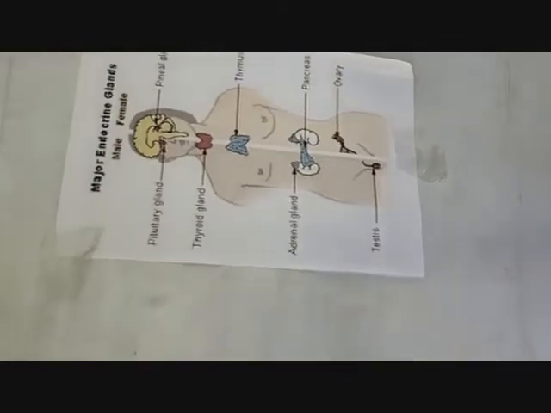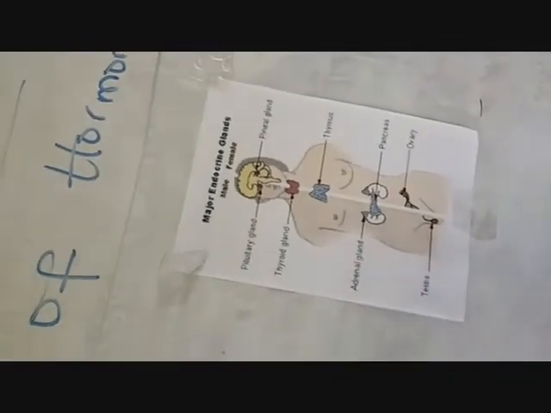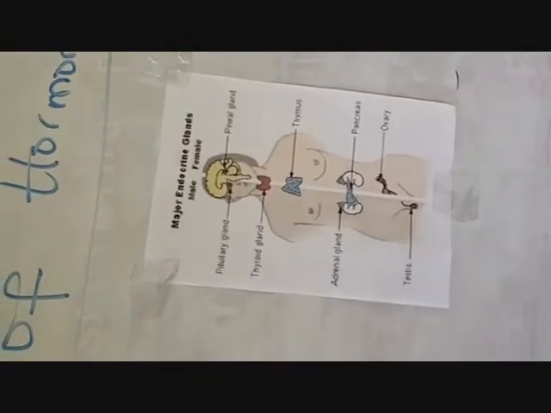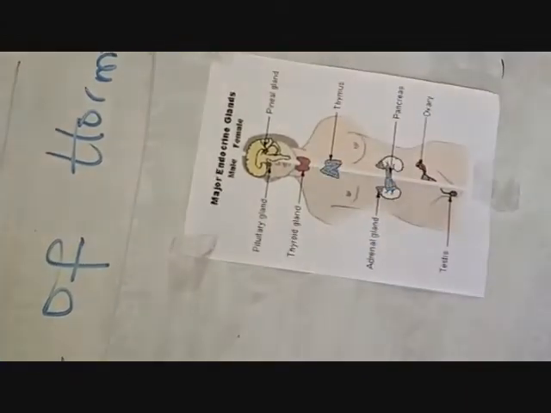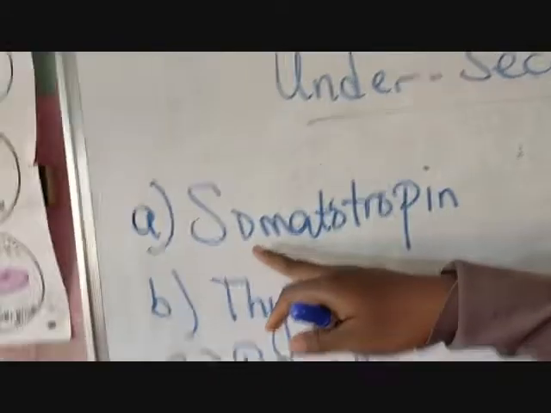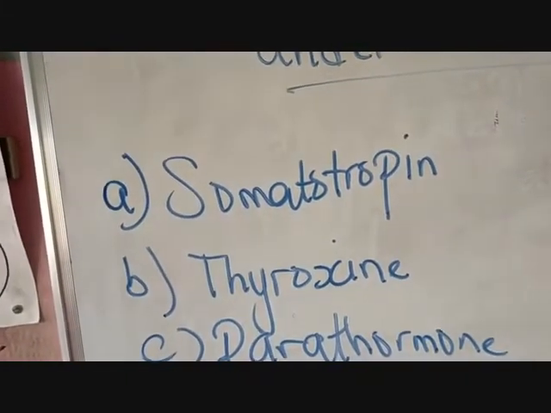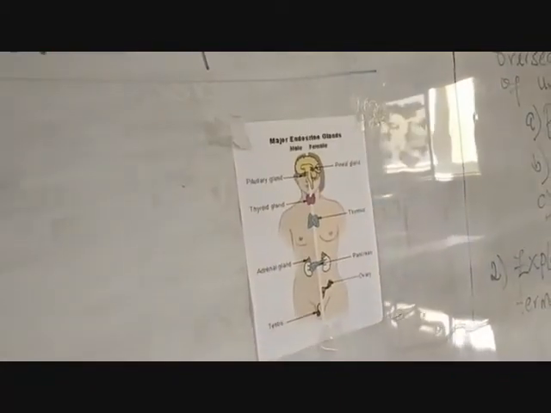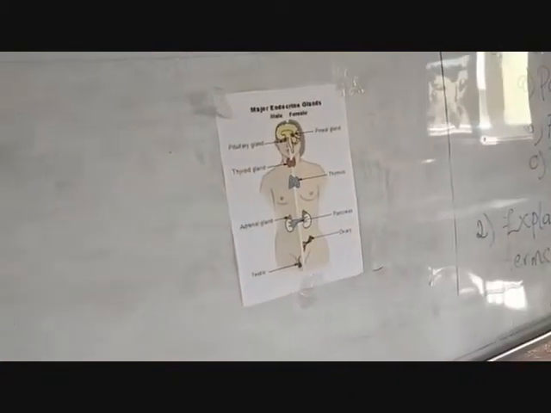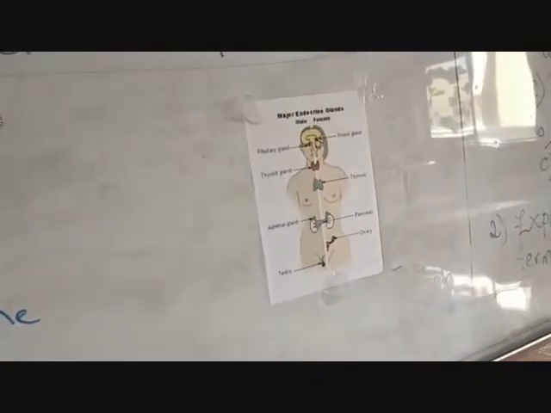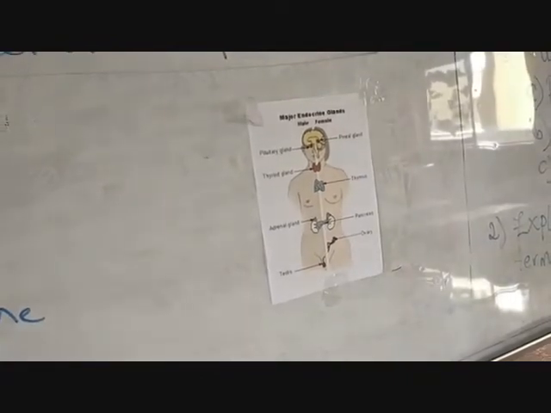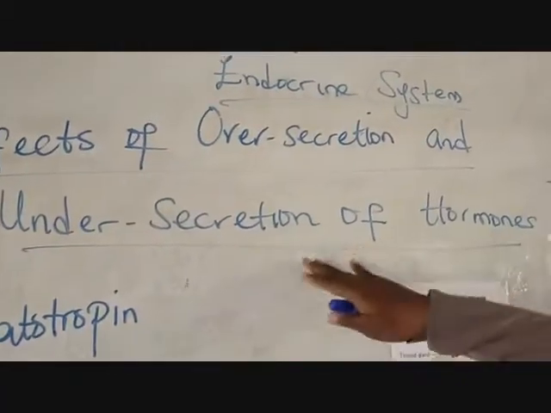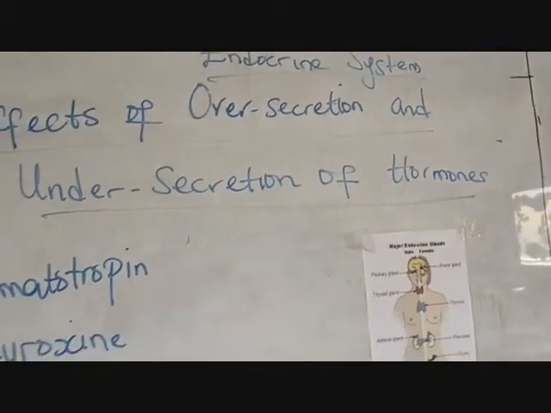Now we discuss the functions of these hormones. Each of these glands produces different types of hormone. The pituitary gland, for instance, produces a hormone called somatotropin, which is the growth hormone, and it produces a lot of other hormones. As we know, it is called the master gland basically because it regulates other activities in the body. So let's look at some of the effects of oversecretion and undersecretion of some of these hormones.